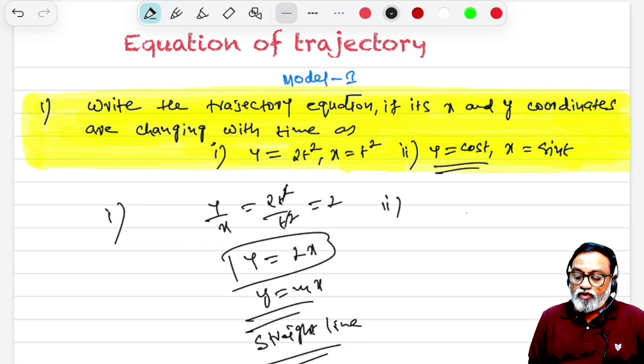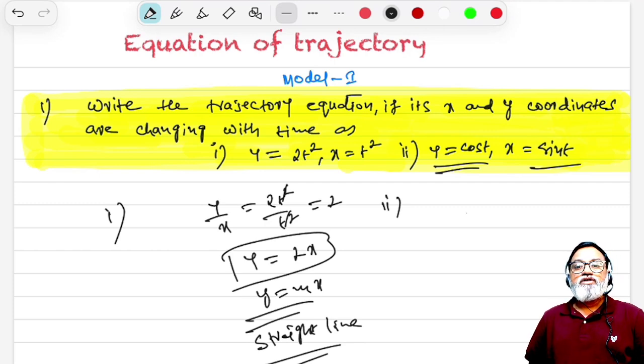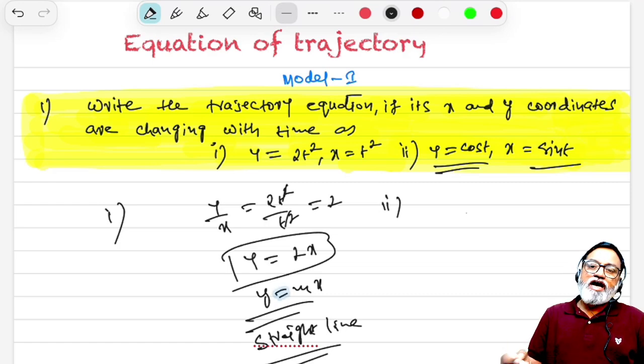See here, y is equal to cos t and x is equal to sin t. So if you divide these two, cos t by sin t, cot t, or sin t by cos t, tan t, again there is a t. How can we eliminate this t? Means we can square and add both sides.